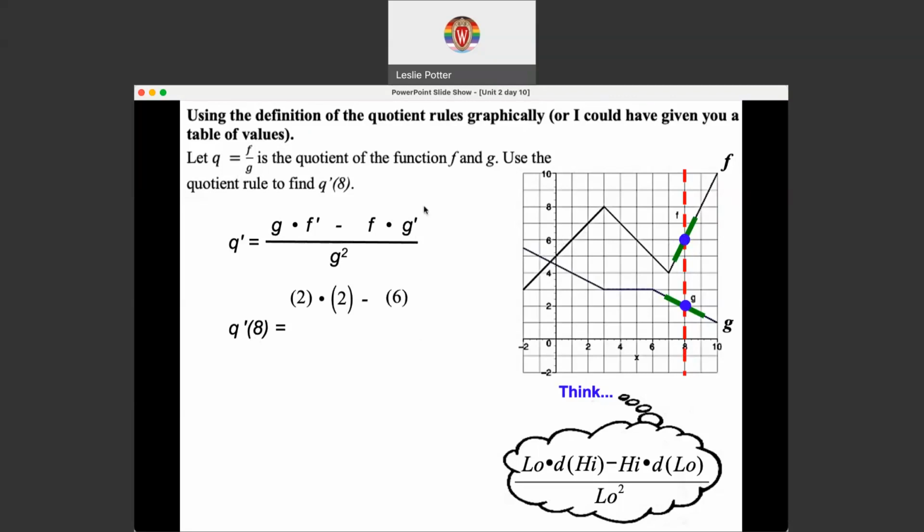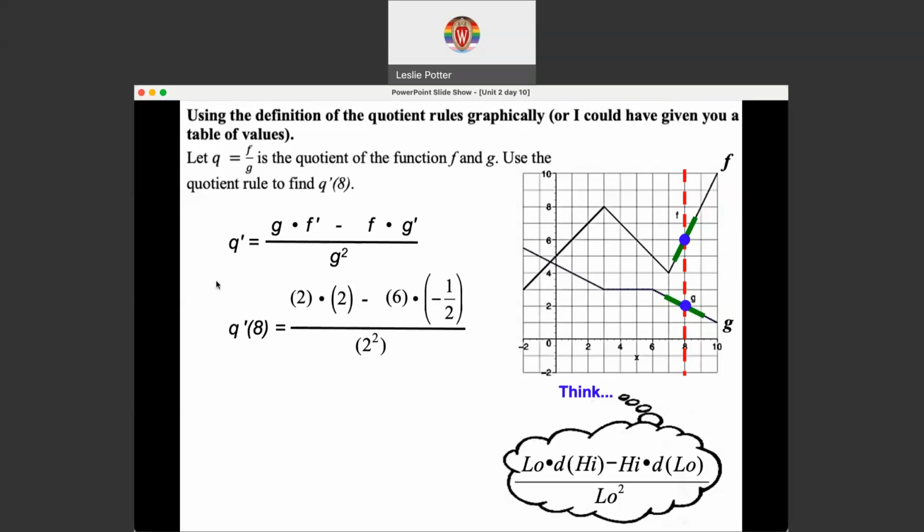And now I need a g prime, so I need a green slope on g. So here's g, its slope is negative. I'm going to come back down here, I see this line here, and I'm going to go down 1, right 2, so that's negative a half. All over g squared. So g squared, function g, g of 8 is 2, so it's 2 squared. So there's my value.